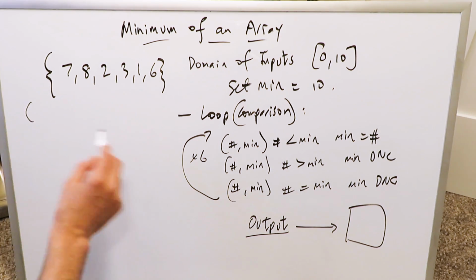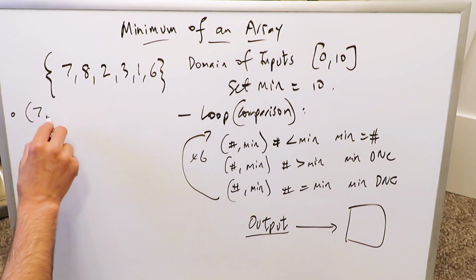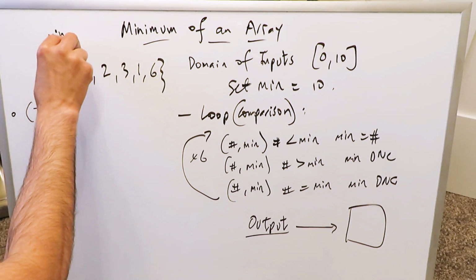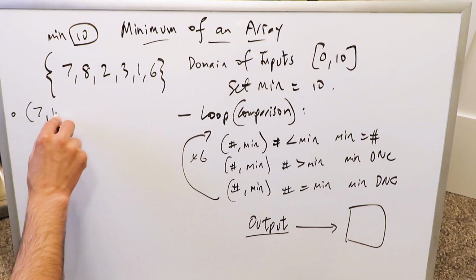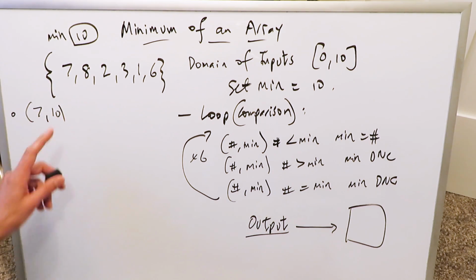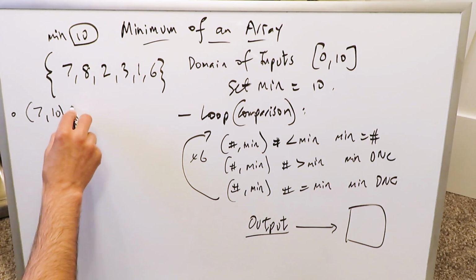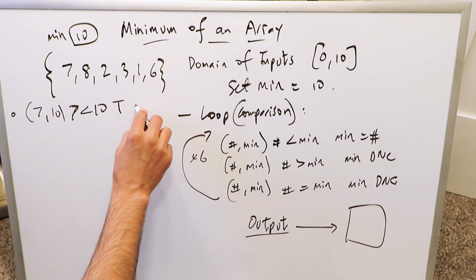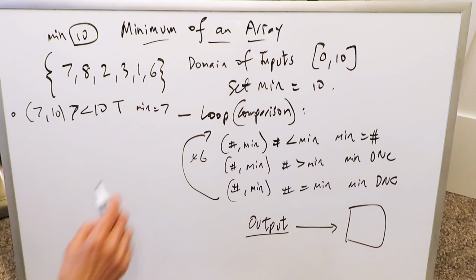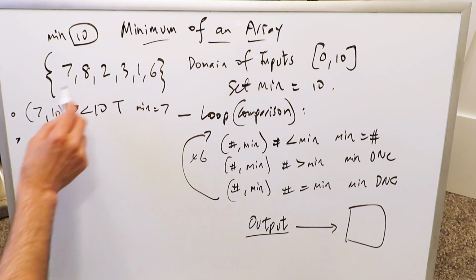In the first step, you're going to do a comparison between 7 and the minimum. You know the minimum here has been established as being 10 because our domain was 0 to 10. We picked the highest number. The comparison is between your test value and the minimum value. Now you check to see if the 7 is less than the determined minimum value. It is. It's true. So your minimum will take this new value. It will become 7.